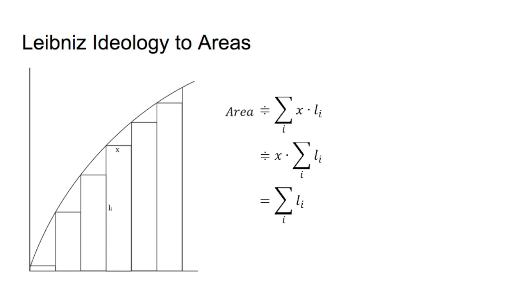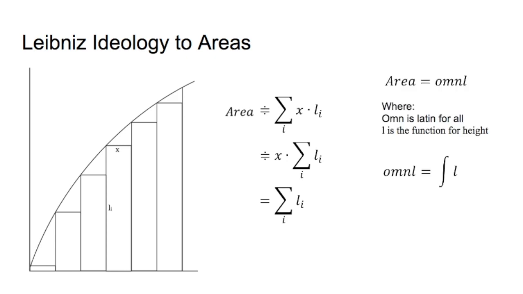If the width becomes infinitesimally small, then it was believed that the area under the curve was given by the sum of all heights. Leibniz originally represented the area under a curve by the notation omnia l. However, omnia was later changed with a long S script representing the sum of all.